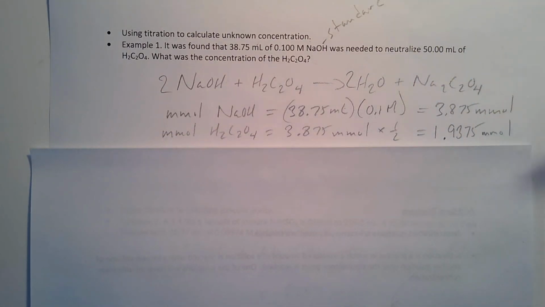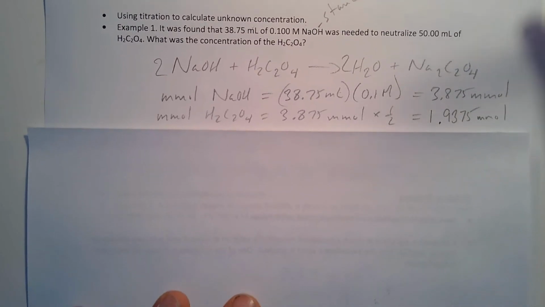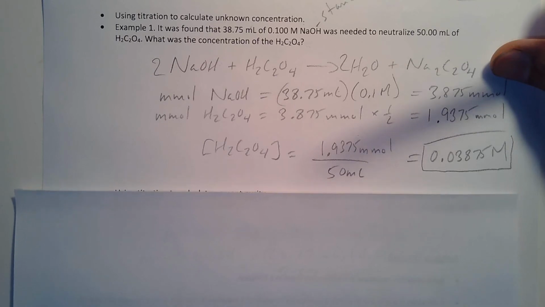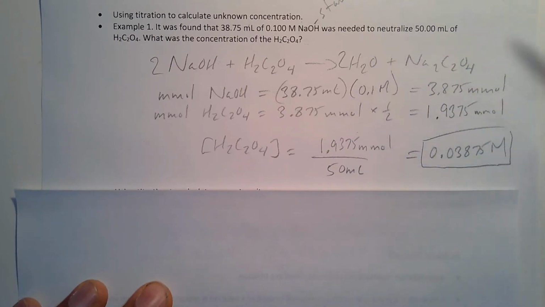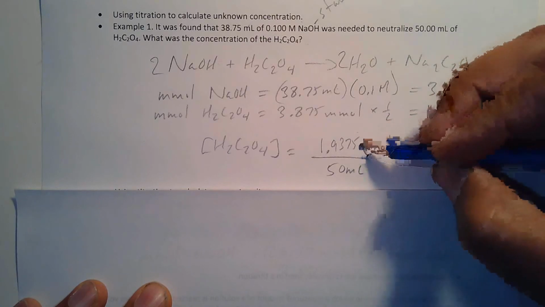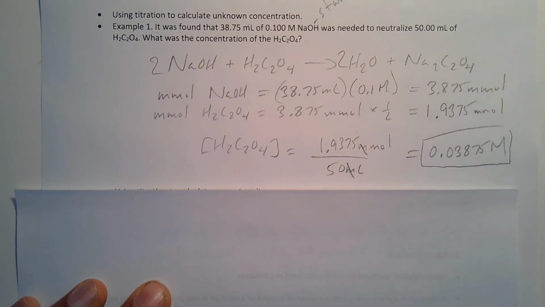Okay, so now we have the millimoles of the H2C2O4, and then you can get the concentration. So you divide it by 50 milliliters, and millimoles is good because you don't have to convert your volume to liters then. It cancels out at the end. Again, this is an analytical procedure to determine unknown concentration.